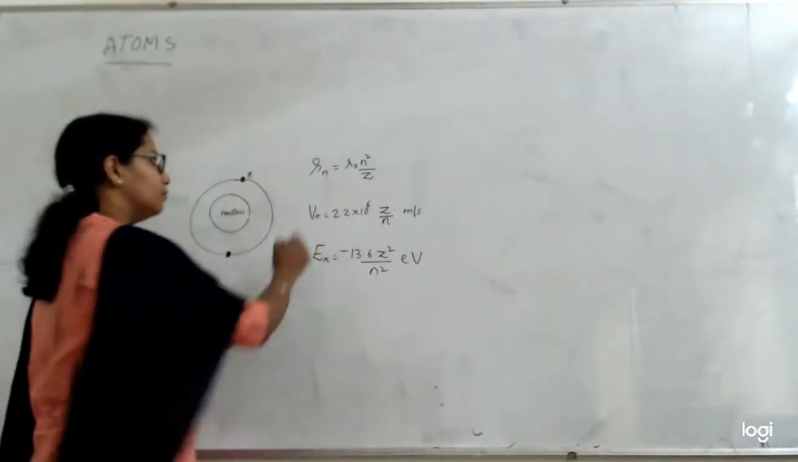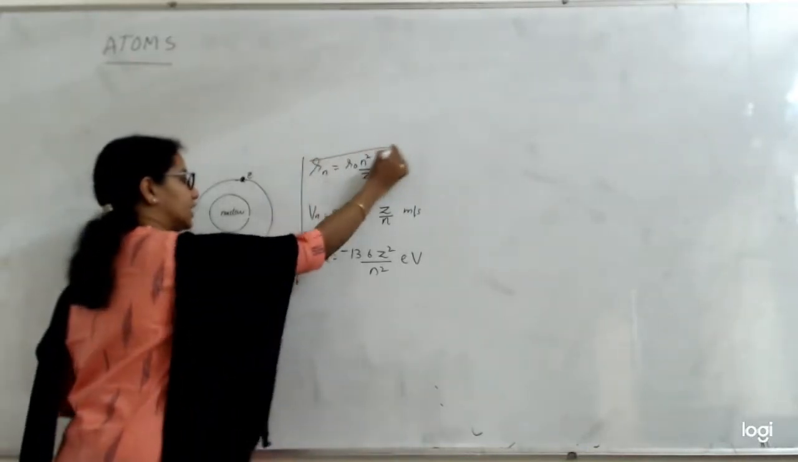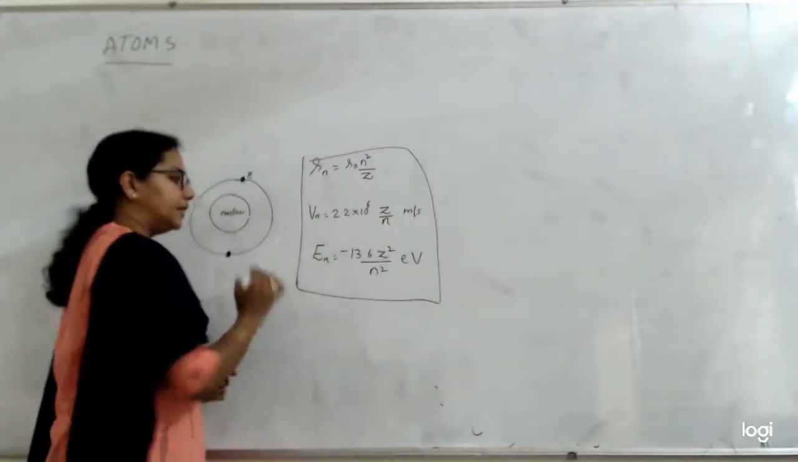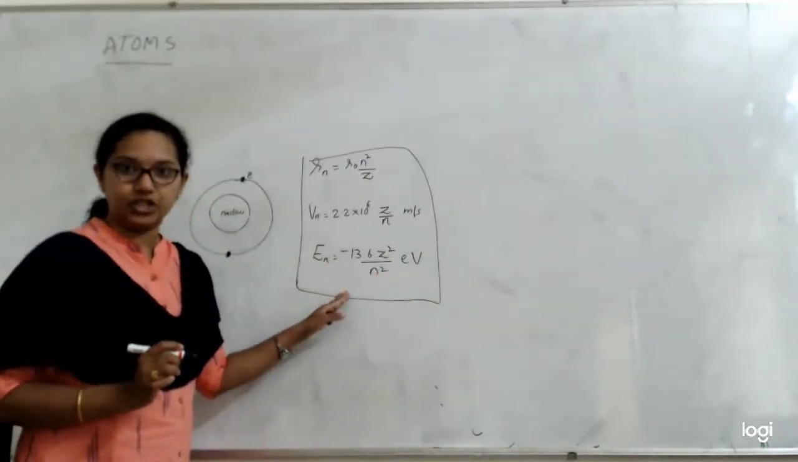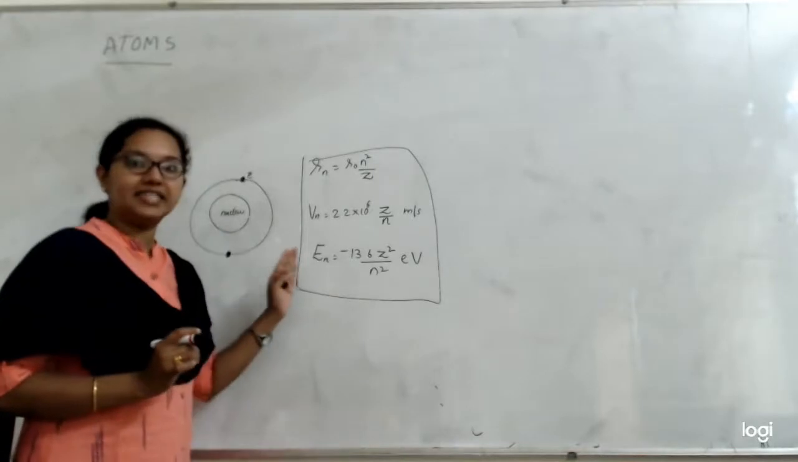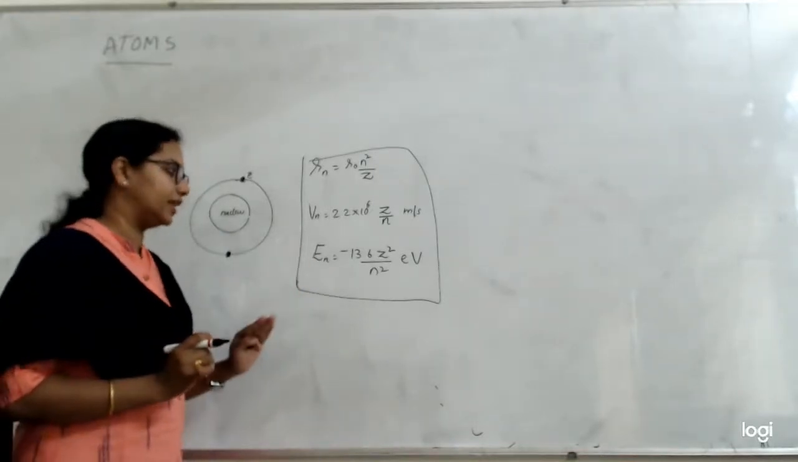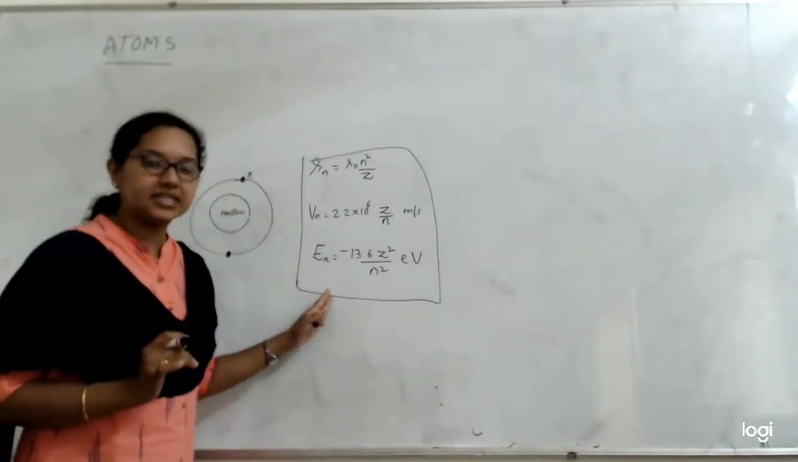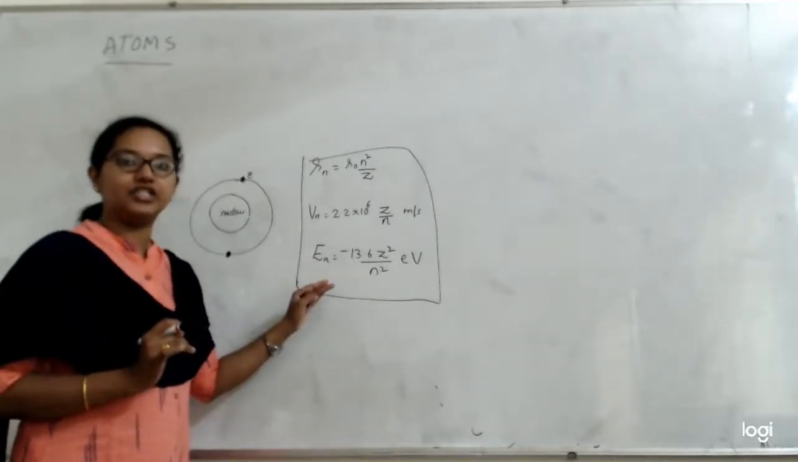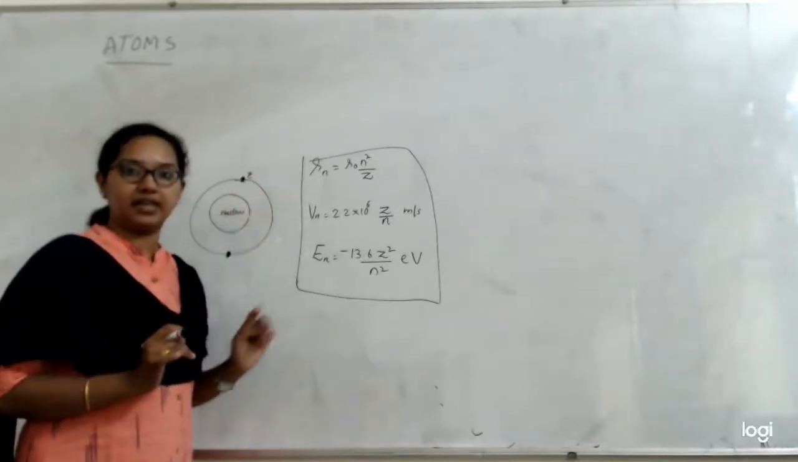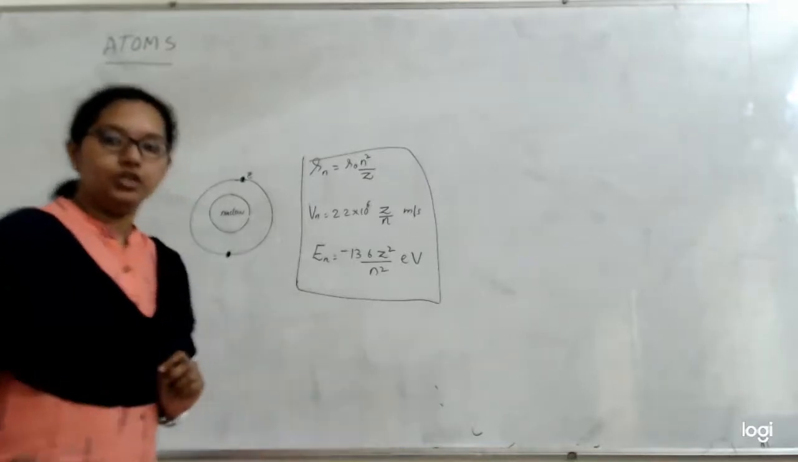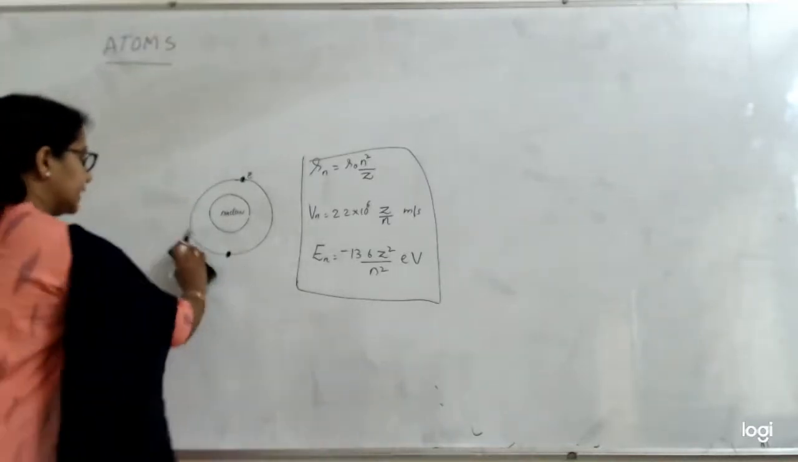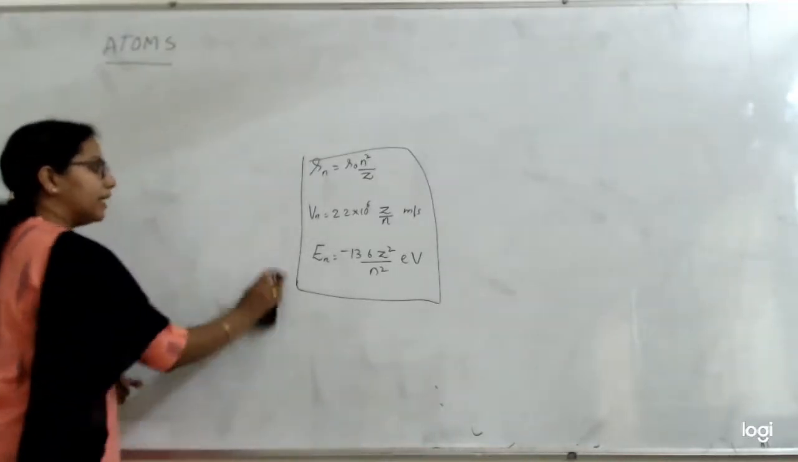Most questions are based on these equations, so you should always remember this. This is the total energy. And we know that the kinetic energy is the positive of this one. Potential energy is twice that of the total energy. Like that we have many other relations also. First I am going to discuss a few numericals based on this.